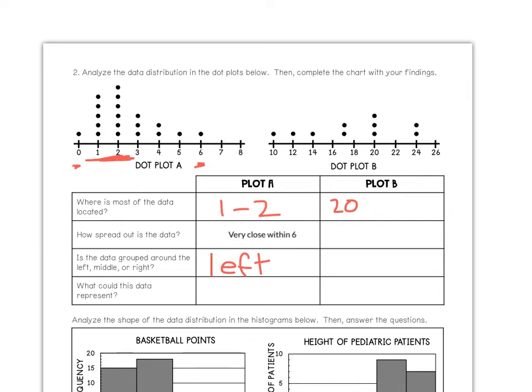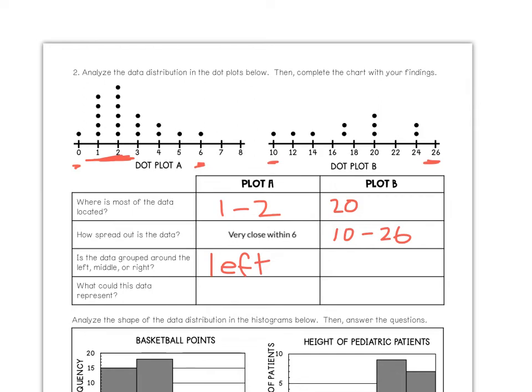How spread out is the data? Well, our lowest is 10 and our highest is 26. So we go from 10 to 26. More of a range than the other. The other was from 0 to 6.